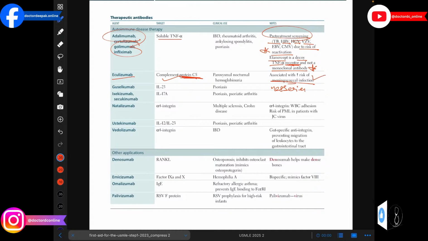And others are there, but when we are having the Rituximab, the important one, there will be hepatitis B reactivation and risk of PML in the patient with the JC virus. And the others, you guys go through them. It's just so important. You have to remember all the antibodies, and it's all about immunology.